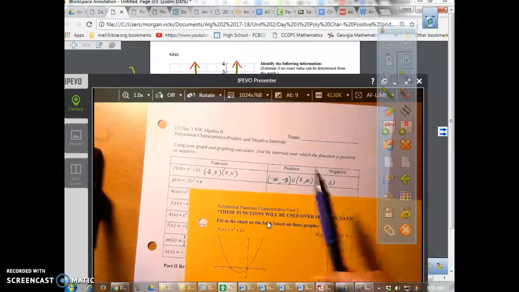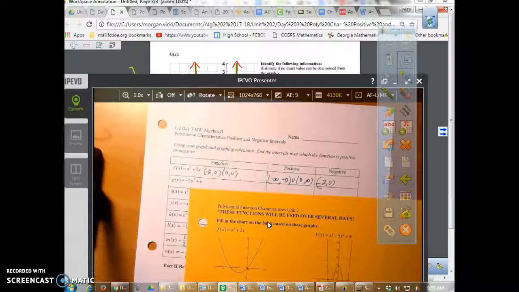So remember that you're looking for positive and negative intervals of the x values, but you're really looking at where your y's are positive and where your y's are negative. Also, just think about it, where is your graph above the x-axis? Those are positive. Where is your graph below? Those would be your negatives.